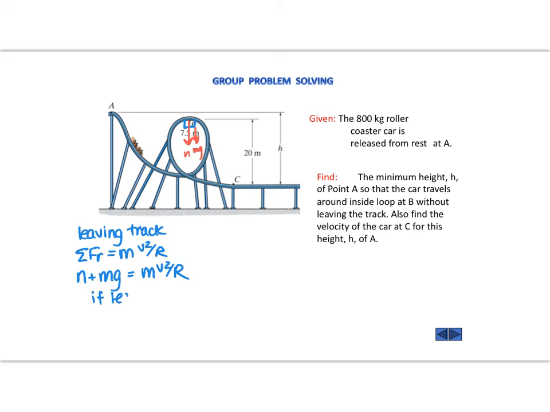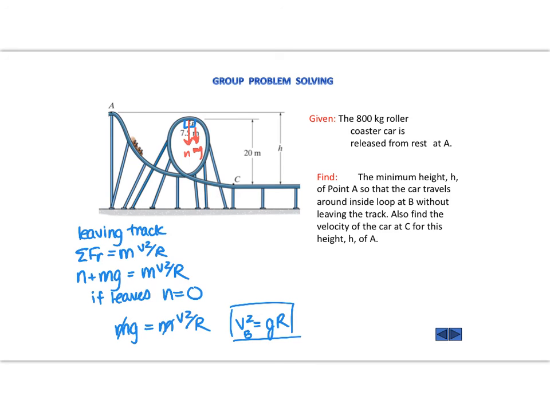If it leaves the track, the normal force goes to 0. And so this sets up a way to find the speed at the instant when it would leave the track. That becomes the minimum speed it has to have. If I rearrange this, we can say that v squared will be g times r. I'm going to use that in a minute. That's the velocity it has to have at point B.